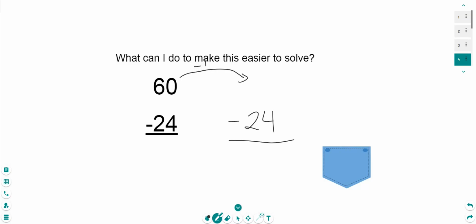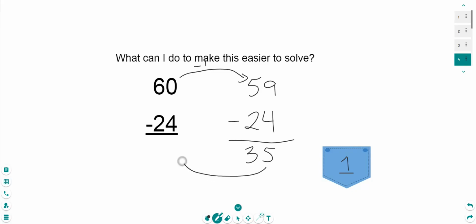Well, I could remove 1 from the 60 and turn it into 59. I'm going to put that 1 that I removed in my pocket because I don't want to forget about it for later. Well, what is 59 subtract 24? 5 tens minus 2 tens is 3 tens. 9 minus 4 is 5. So now I figured out the answer to 59 minus 24.